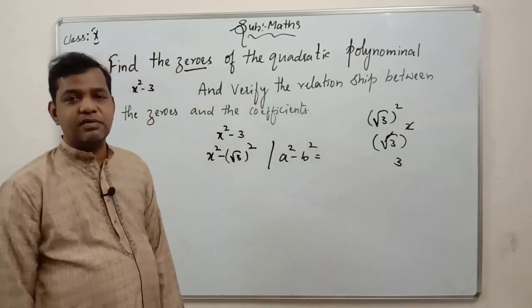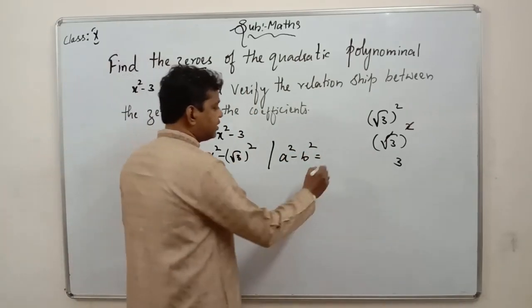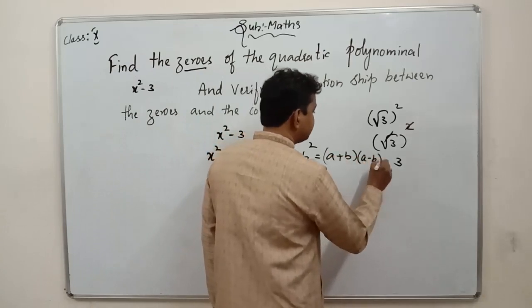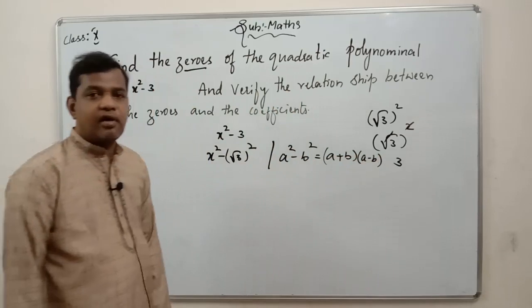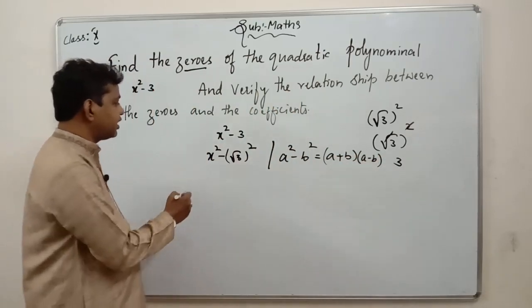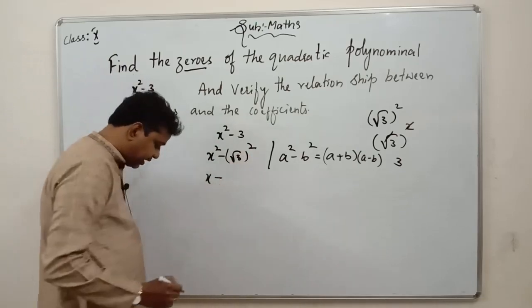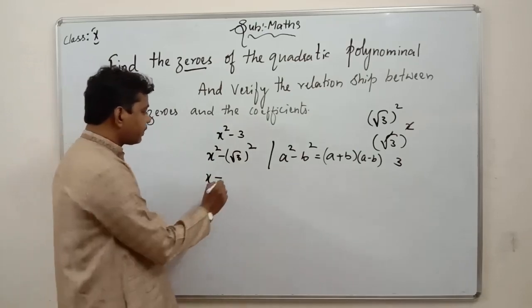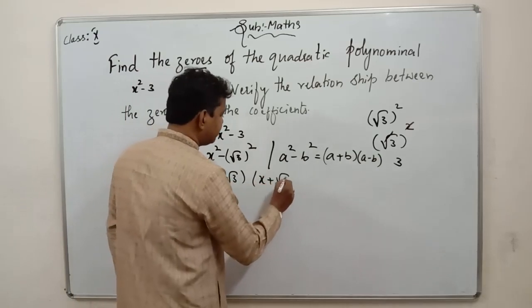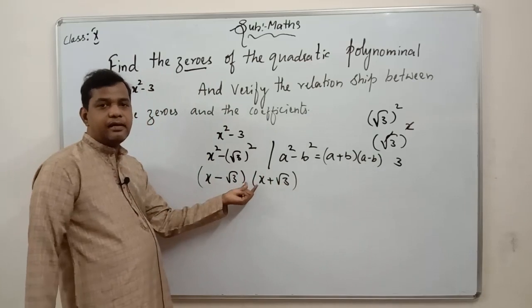What is the formula for a square minus b square? So a square minus b square can be written as a plus b into a minus b. This is the formula we have for a square minus b square. So you can write this as x minus root 3 and x plus root 3, in the form of a minus b and a plus b.